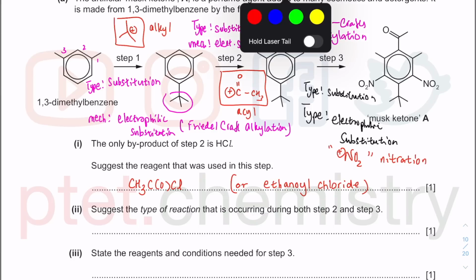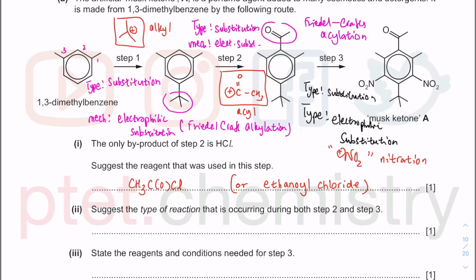The next question asks to suggest the type of reactions occurring in both step 2 and also step 3. They're looking for the type of reaction, not the name of the reaction, which I've stated: both of them are substitution reactions. You have substituted the hydrogen of the benzene ring with an electrophile. This is an acyl group electrophile. This is a nitro group electrophile there.